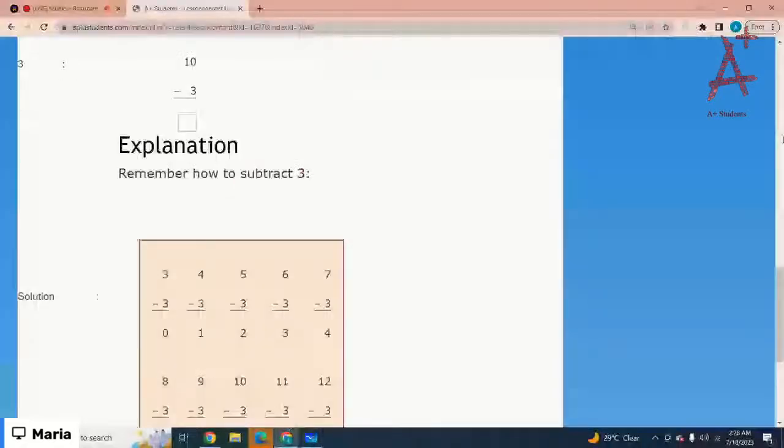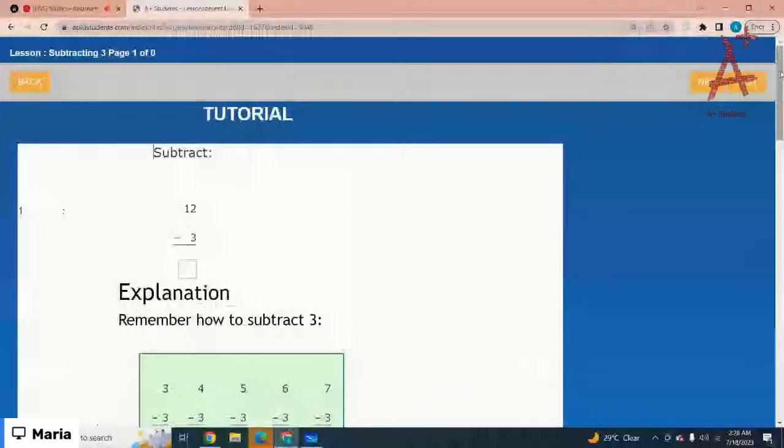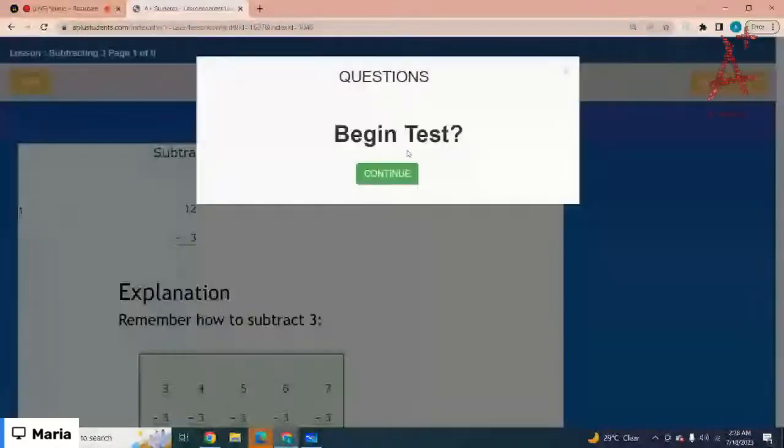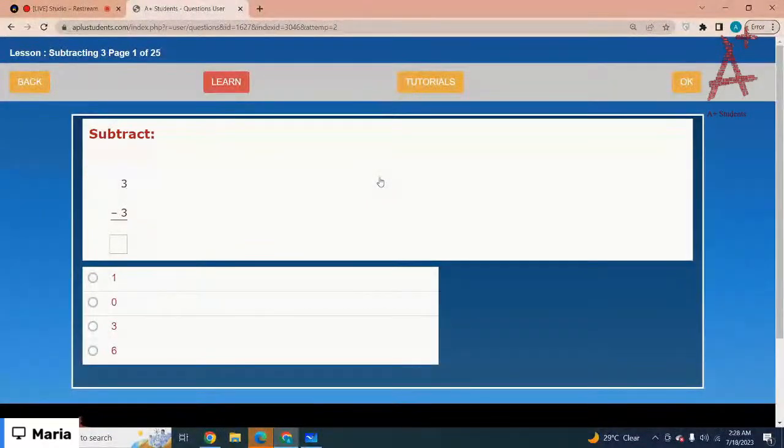Let's just start with the practice questions. Okay, the first one is 3 take away 3. So which is the correct option? 3 take away 3 is 0.